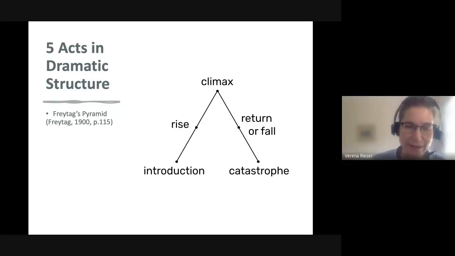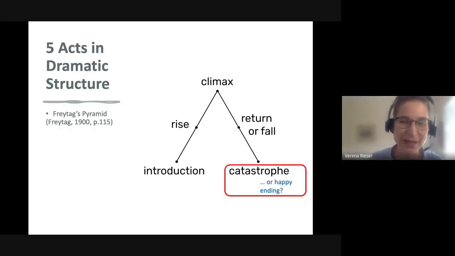So it sounds like doom and gloom. However, if you flip this pyramid around, you get a comedy. So one of the questions I'm going to discuss today is whether we have a catastrophe, or what it needs to take that we actually have a happy ending, right?